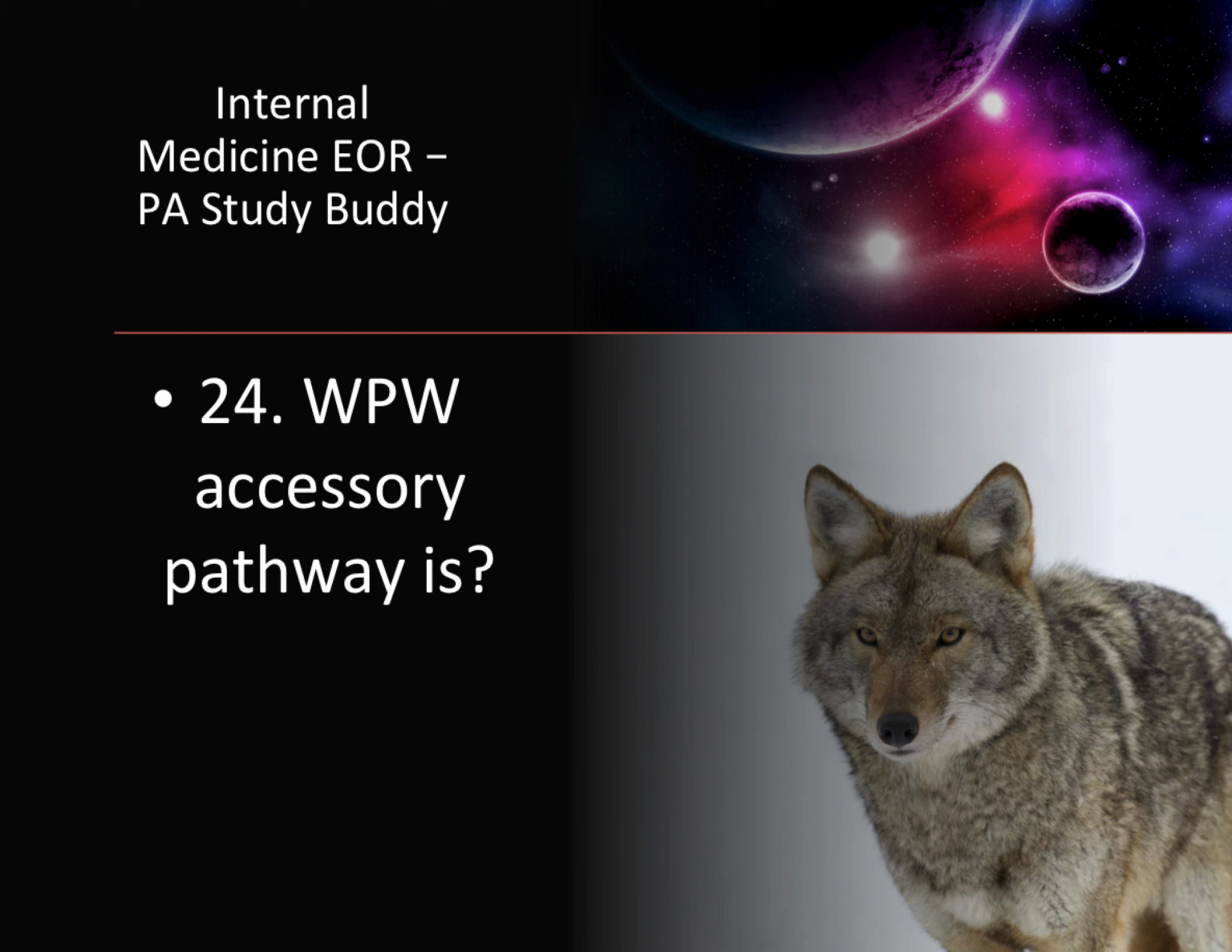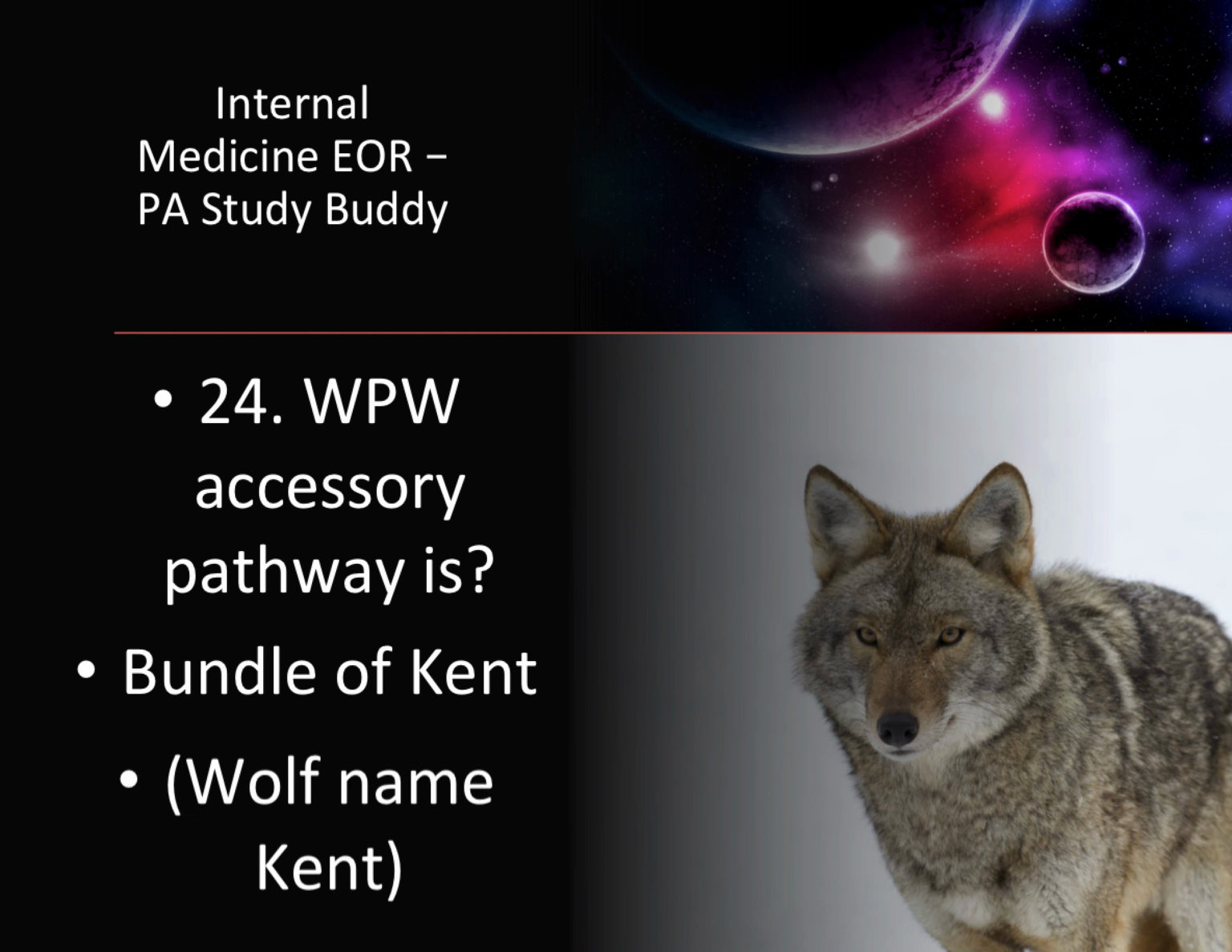Wolff-Parkinson-White accessory pathway is. Once again, they can give you different parts of the heart, they can give you different answers, and the Wolff-Parkinson-White accessory pathway is a bundle of Kent. And the way I remember that is I was like in a zoo, and I just remember seeing a wolf, and the wolf's name was Kent. So the Kent, bundle of Kent. So every time there's Wolff-Parkinson-White, wolf, I think of wolf named Kent.